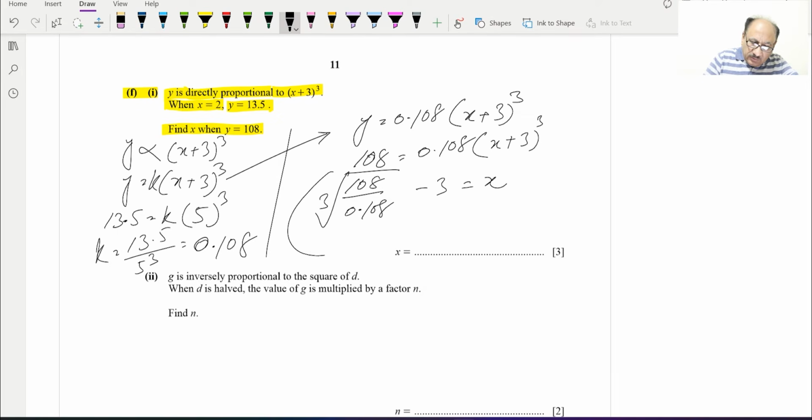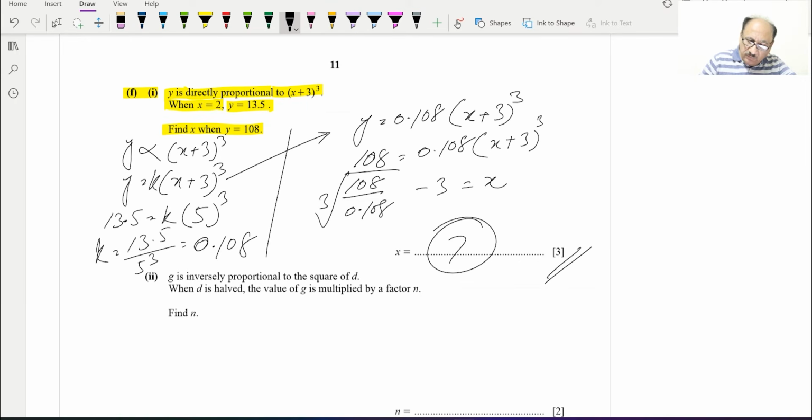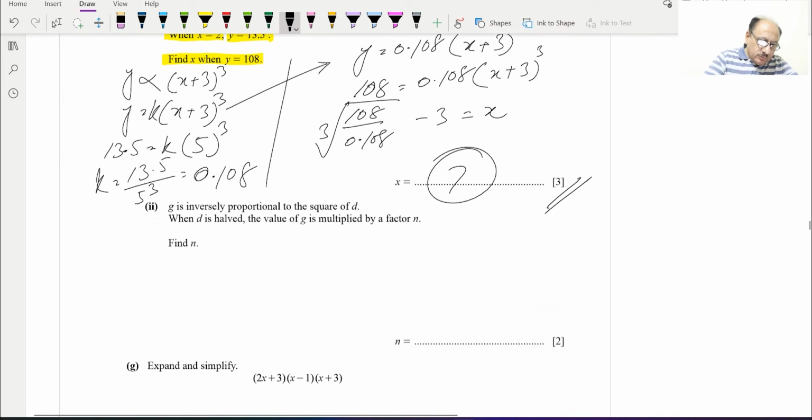We can type this in the calculator to find the value of x: cube root of the fraction 108 over 0.108, minus 3, is equal to 7. So x is equal to 7, which will be the final answer for 3 marks. Hopefully you understood this. Now the second part: g is inversely proportional to the square of d.